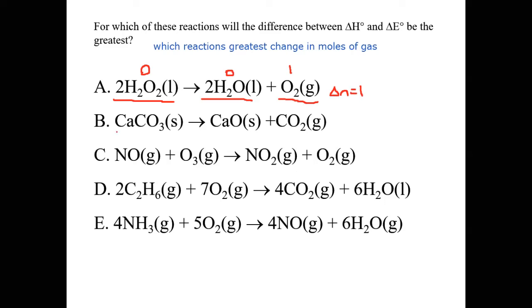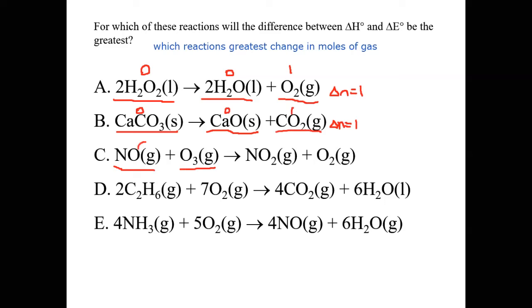Now on B, we have a solid on the reactant side, so this is 0. We have a solid on the product side, that's not a gas. And we have 1 mole of CO2. So again, delta n is 1. And by the way, since the delta n is positive, that means that the system's going to expand. FYI, just extra information.